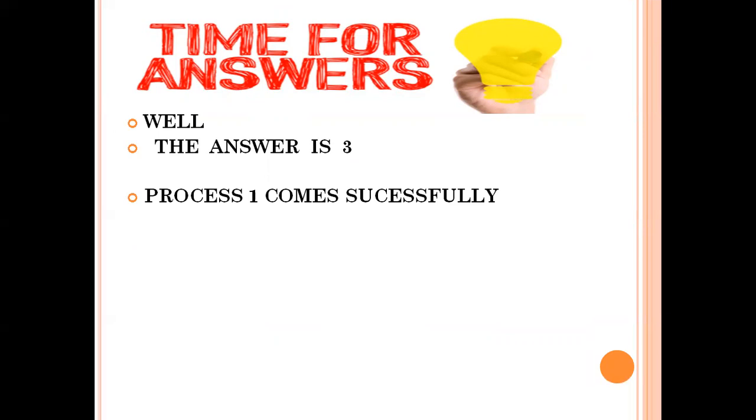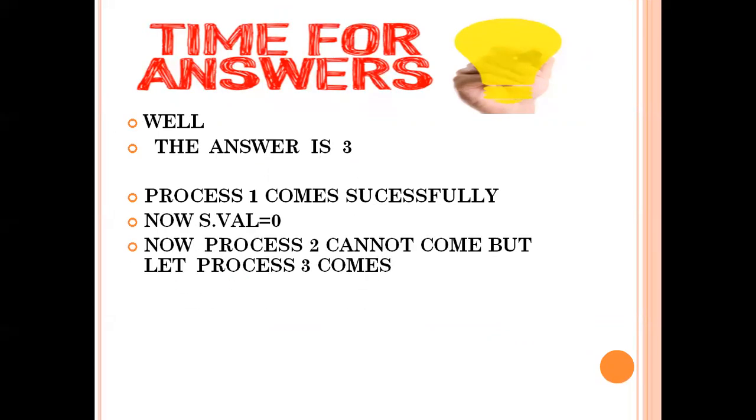Now the semaphore value is 0 because it ran the down code, right? Now we have two choices. Either process 2 can enter or process 3 can enter. But in this case, process 2 cannot enter because the value of semaphore is 0 after process 1 entered. And since process 2 executes the down code, and we saw that down code does not work when the semaphore value is 0, the process goes to block list.